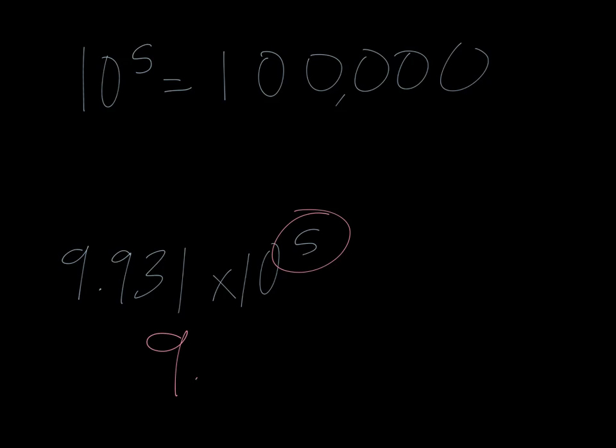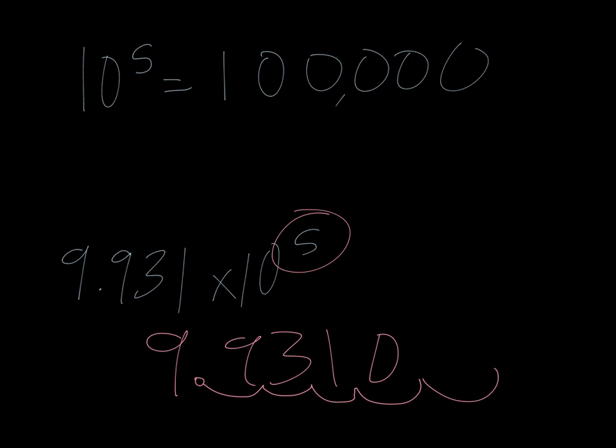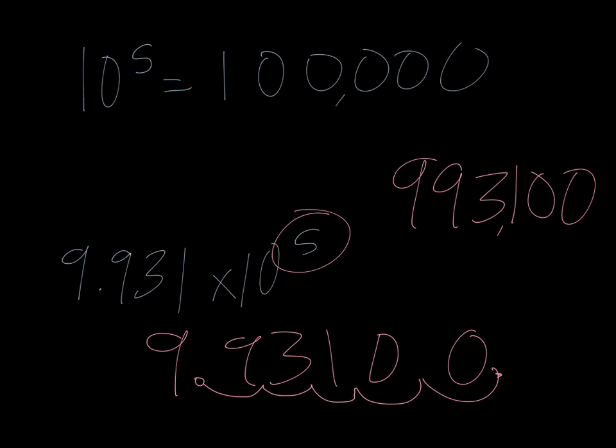So now 9.931 turns into a decimal point of 1 spot, 2 spots, 3 spots, 4 spots, put a 0, 5 spots, put a 0. Your new final answer is 993,100, and we read that as 993,100.